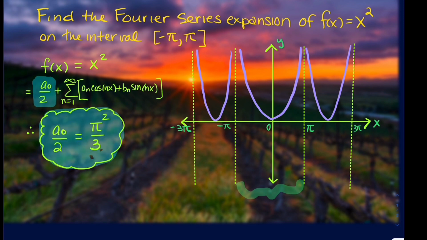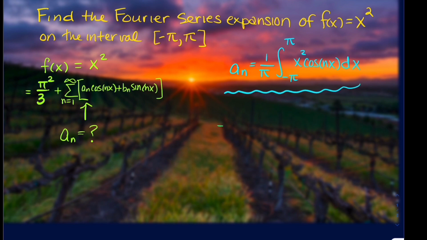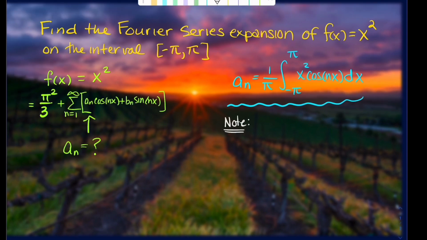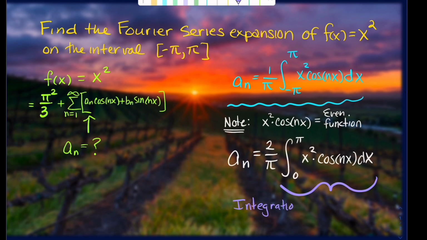The next part of our strategy will be to calculate the coefficient a sub n. Using Euler's formula, 1 over pi, the integral from negative pi to pi of x squared cosine nx dx, we're going to exploit the fact that x squared cosine nx is an even function, and this is being integrated over a symmetric interval. So therefore we can write this as 2 times the integral from 0 to pi. Now this integral we're going to find by doing integration by parts.